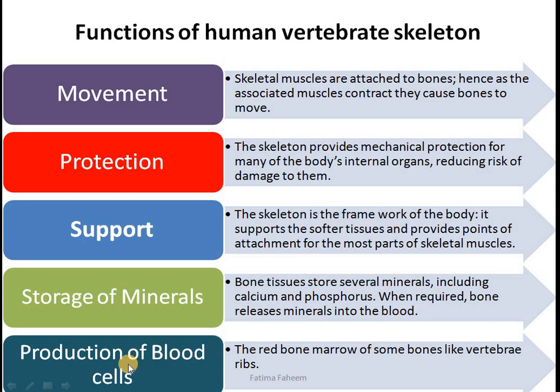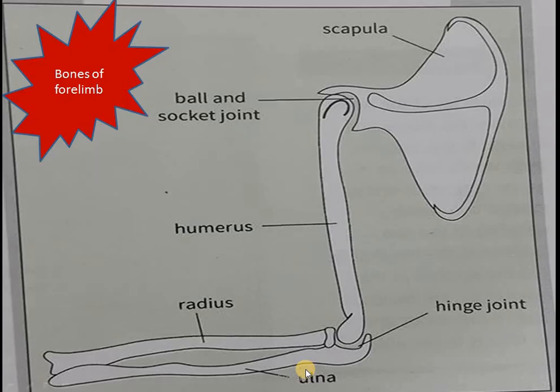Then we have the function of production of blood cells. The red bone marrow of some bones like vertebrae and ribs is responsible for being the reservoir for blood cells in the form of stem cells.